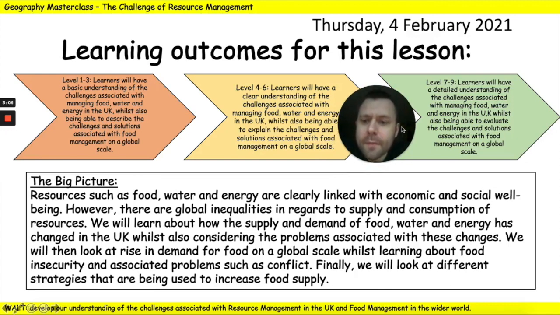Now, the big picture, so this is basically what we're going to be doing in this session. We're going to be looking at resources, and the major 3 resources we will look at are food, water and energy. And these are clearly linked with economic and social well-being. If your country has not got a secure supply of energy, it's going to be very difficult for industry to develop. So that's going to have a knock-on effect onto the country's economy, and we will see this happening.